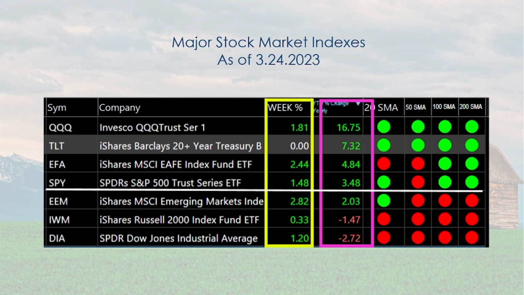These are almost exactly the opposite from where they were last year. So the ones on the bottom were on top, and the ones on the top were on the bottom. But you can see from the yellow box, on the weekly, they all had gains except for the bonds, which was no change. So we'll see some of this later.